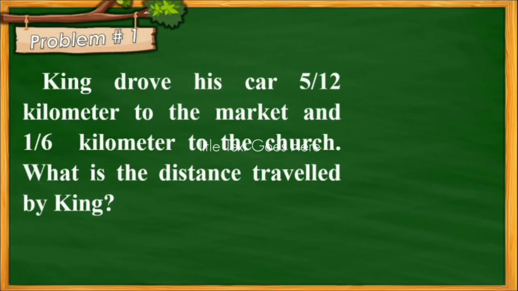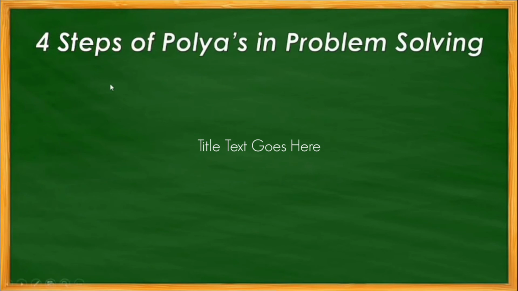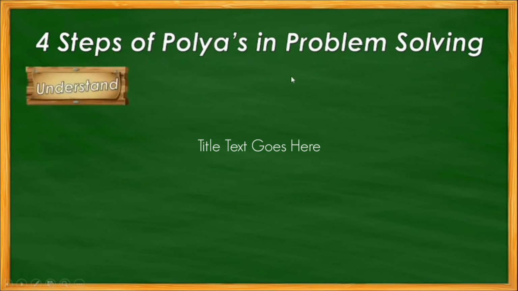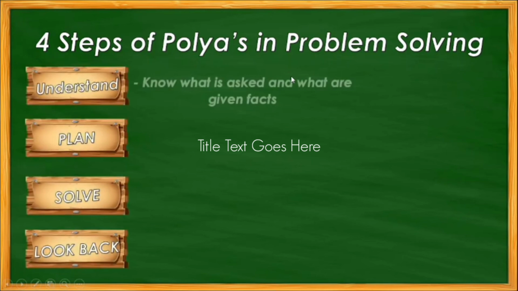So problem number 1. Kite drove his car 5/12 kilometer to the market and 1/6 kilometer to the church. What is the distance traveled by Kite? So we're going to use again the four steps of Polya in problem solving. So understand, plan, solve, and look back.